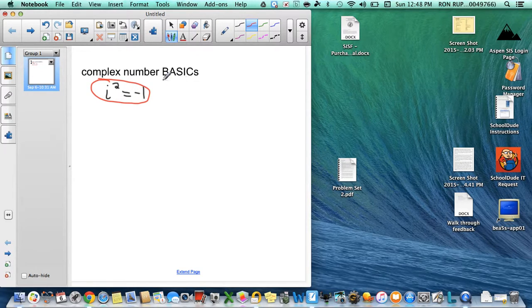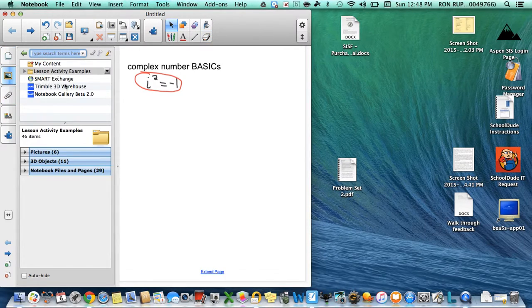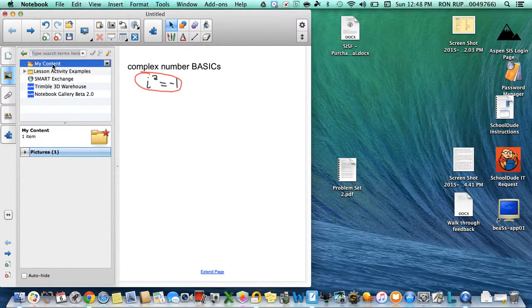We can make this a flower pot if we want. It is flower pot worthy. That is a terrible flower pot, Mr. Rupert. Um, I'm not going to spend a whole lot of time doing a flower pot. In fact, I think I have images over here. And one of them's a flower pot, but I don't. My content, one picture, flower pot.